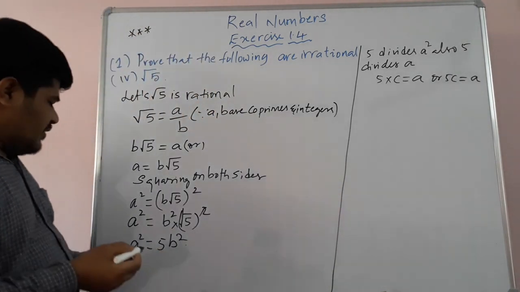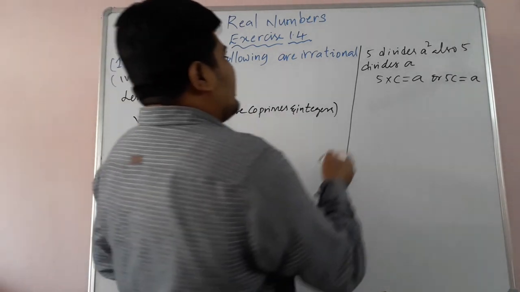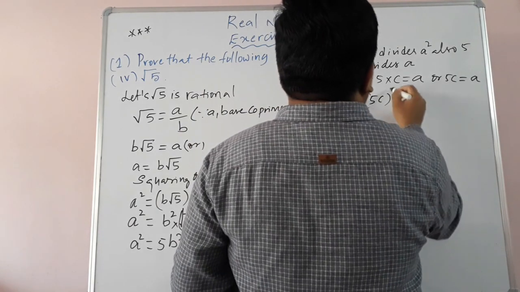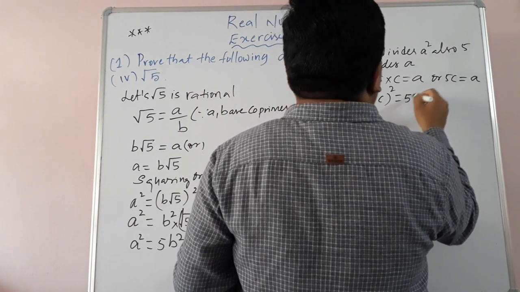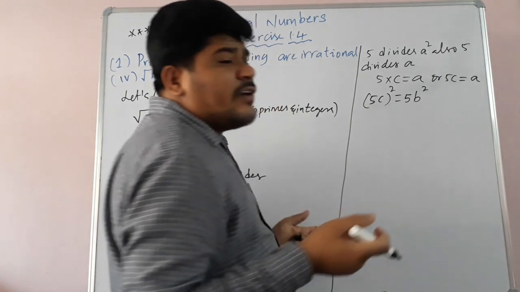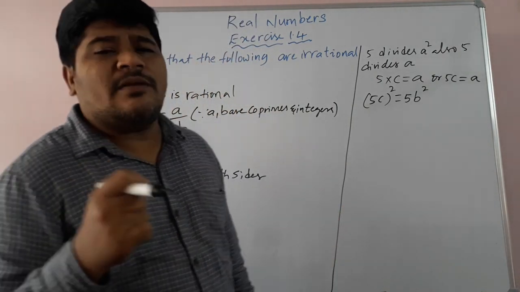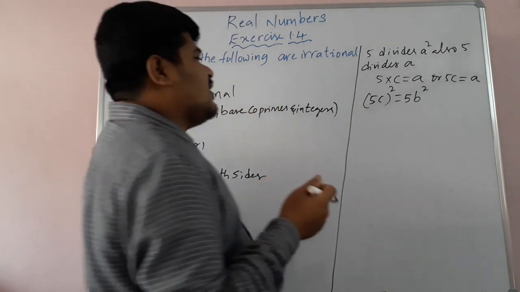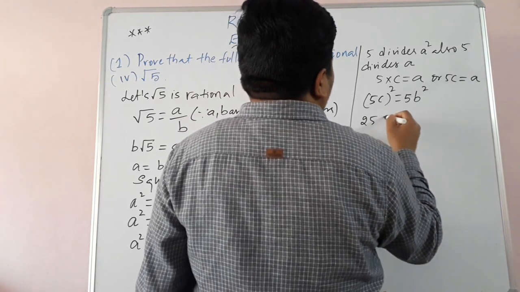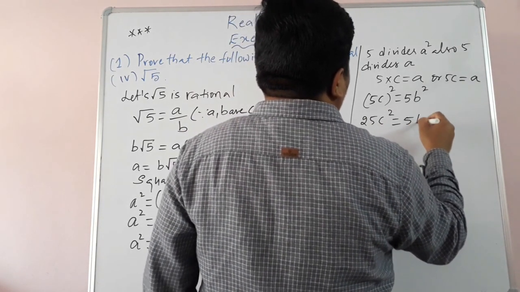Just substitute 5c in the place of a. Then what we will get? a square is there. So it means (5c) whole square is equal to 5b square. What is (5c) whole square value? (a into b) whole power m is a to the power of m into b to the power of m. So that is 5 square into c square, 25c square, which is equal to 5b square.